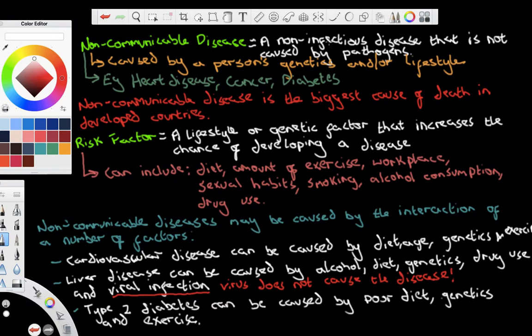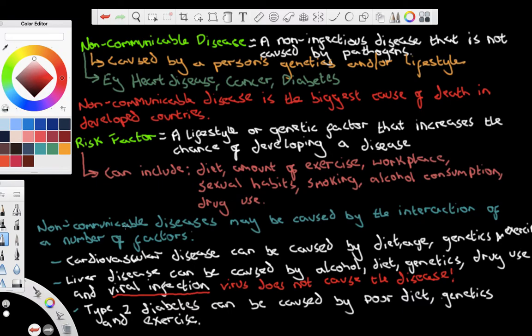So a non-communicable disease is a non-infectious disease that is not caused by pathogens. Instead, it's caused by a person's genetics and or their lifestyle. Examples of non-communicable diseases include heart disease, cancer, and diabetes. Not all of them, but that's some of them. Non-communicable disease is the biggest cause of death in developed countries. Risk factors are lifestyle or genetic factors that increase the chance of developing a non-communicable disease. These can include diet, amount of exercise, workplace, sexual habits, smoking, alcohol consumption, and drug use.